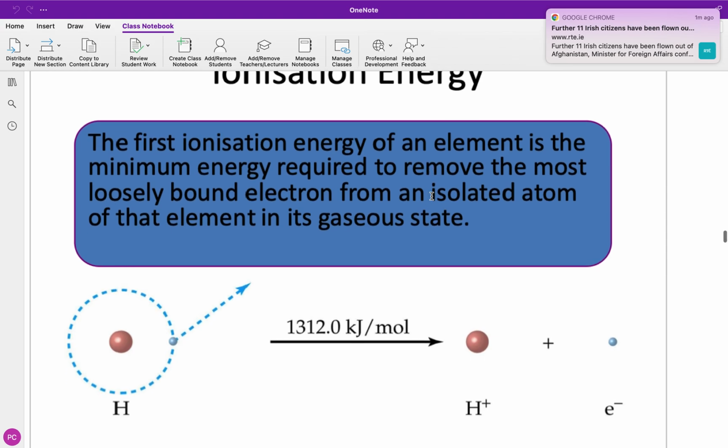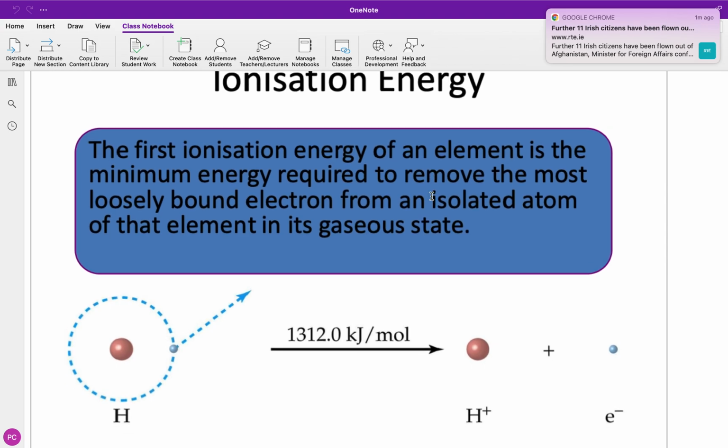The first ionization energy of elements, you've got to learn this, is the smallest amount of energy required to remove the most loosely bound electron from an isolated atom of an element in the gas state. Basically, what they're trying to say there in normal human language is that it's how much energy you need to put into something in order to get rid of one electron off it.